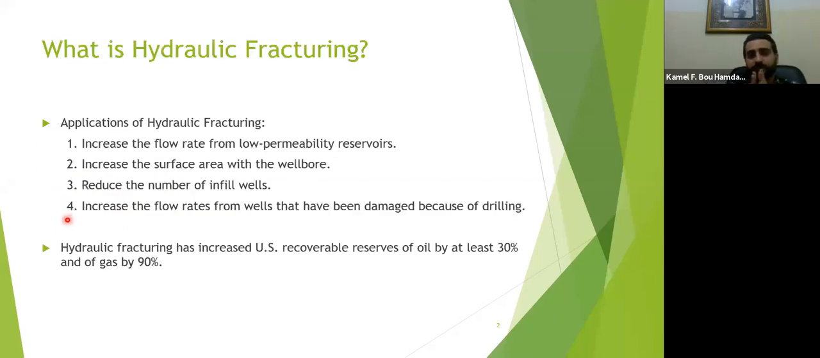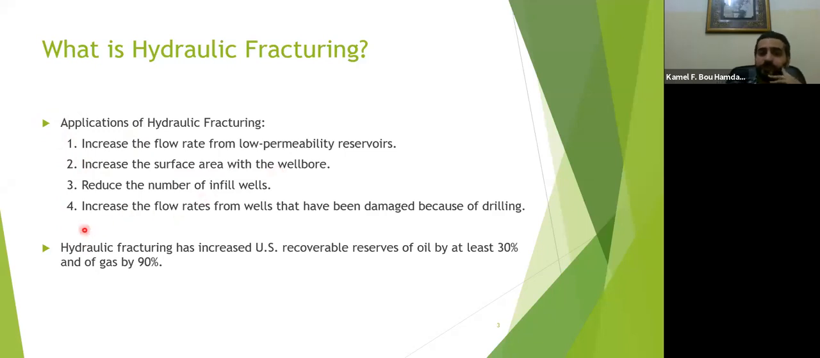So just a reminder, what is hydraulic fracturing? This is a method to break down the rock, or to create fractures within a rock, using high pumps of water or fluids. The applications for hydraulic fracturing can be divided as follows. We can use it to increase the flow rate if we have a low permeability reservoir. We can use it to increase the surface area which is in contact with the wellbore. We can also reduce the number of infill wells. By reducing the number of wells in a certain zone, we are gaining more profit, or our capex and opex are reduced a lot.